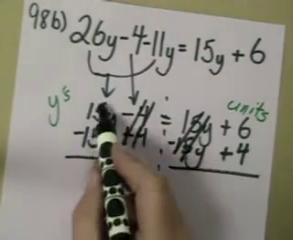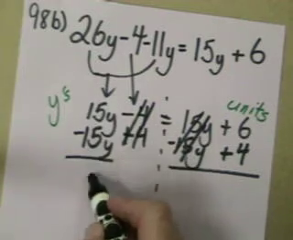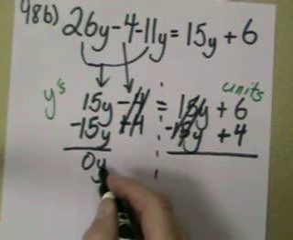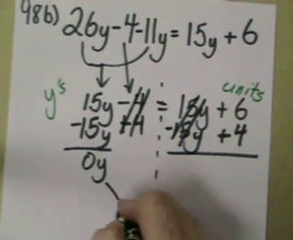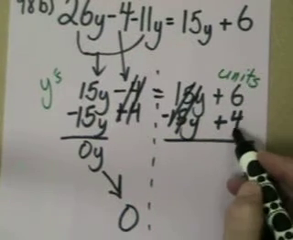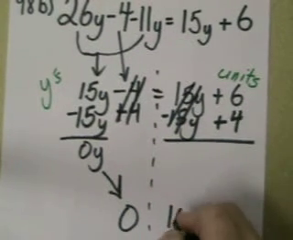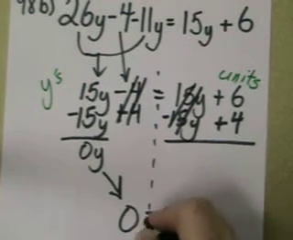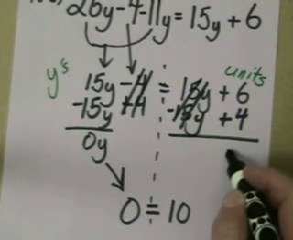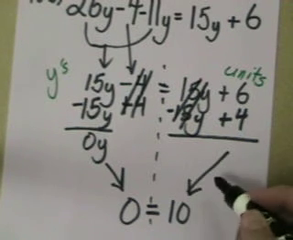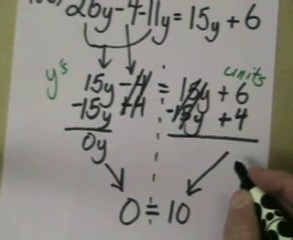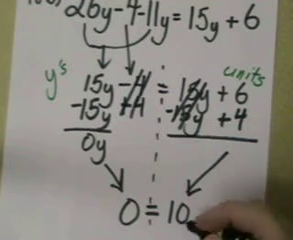Zeros I don't have to worry about, but negative 15y plus 15y is 0y. I hope that you remember that 0 times anything is 0, so this just simplifies to 0. 6 plus 4 is 10. So 0 equals 10. Well, we have a problem. 0 doesn't equal 10. And ever since you were in elementary school, I hope you know that 0 doesn't equal 10.